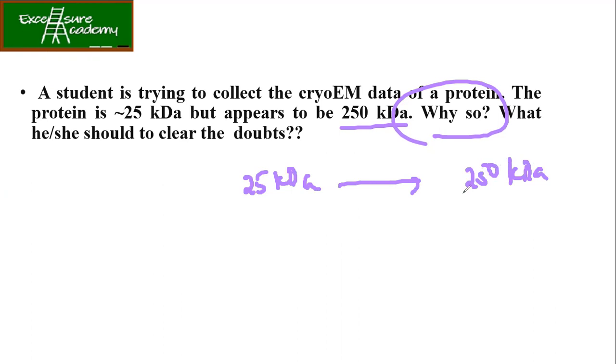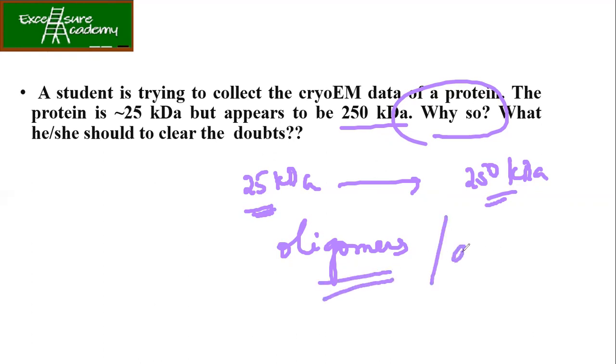Of course, it's so simple. The moment you see such data, you should understand that it is forming oligomers. To be very precise, you can say that it is forming a homo decamer or something like that. But now you have to confirm what the doubt is over here, because in cryo-EM you are going to get the structure of the native protein, right? But here the student knows that it is 25 kilodalton but it is showing as 250. So obviously the very first thing that should come to your mind is that this protein is forming oligomers. Or in other words, I can also say that it might form aggregates.